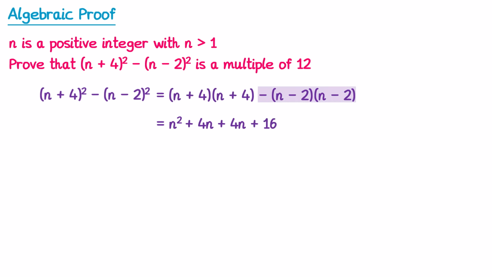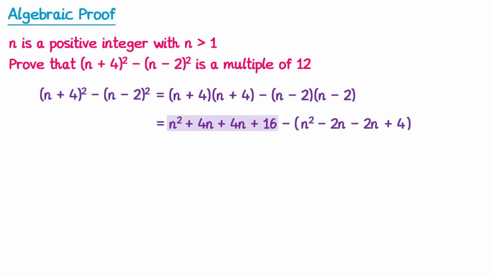Then when we come to do the second bracket, just like the previous question, we're going to need to be careful with the signs here. We're going to write a negative, then a big bracket, then when we expand these two brackets, we'll put the result inside that bracket. So we'll do n times n, n squared, n times negative 2, negative 2n, negative 2 times n, negative 2n as well, and negative 2 times negative 2, positive 4.